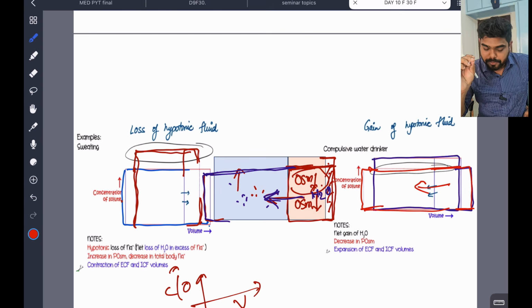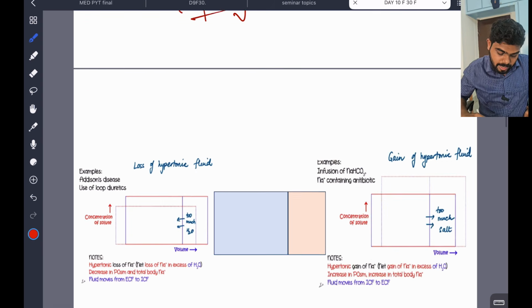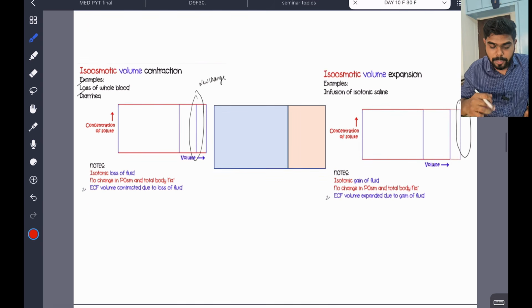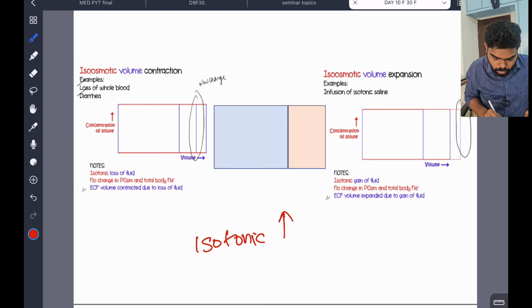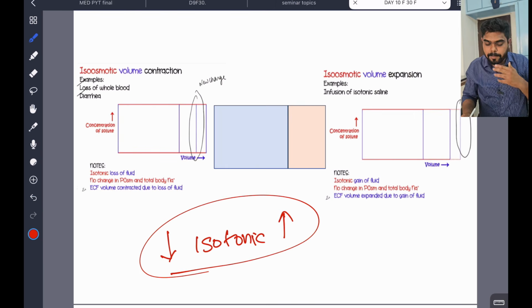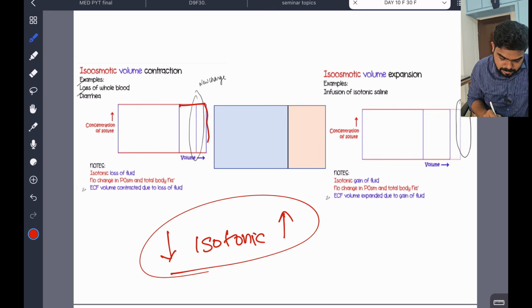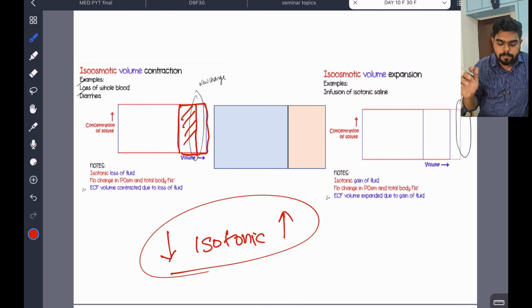Okay, it's a little confusing. So instead of hypertonic, we'll go to the isovolumetric contraction. Means same osmolarity, isotonic solution added or lost. So what happened? Isoosmotic volume contraction. What does it mean? Volume is lost. That means initially the graph was like this. Because of isotonic volume loss, the volume came down. So the volume came to this much. And the osmolarity is same.